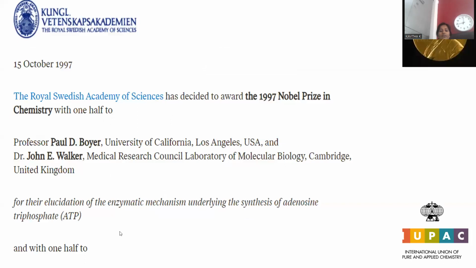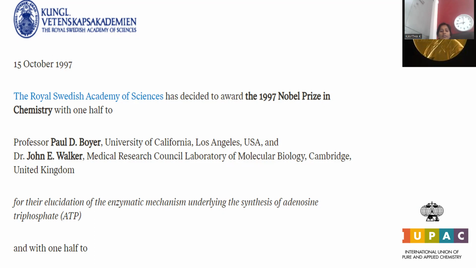Let's go with brief information regarding the 1997 Nobel Prize laureates in the field of chemistry. The Royal Swedish Academy of Sciences has decided to award the 1997 Nobel Prize in chemistry to Professor Paul D. Boyer, University of California, Los Angeles, United States of America, and Dr. John E. Walker, Medical Research Council Laboratory of Molecular Biology, Cambridge, United Kingdom, for their elucidation of the enzymatic mechanism underlying synthesis of adenosine triphosphate. Adenosine triphosphate is the energy source, as we just discussed.